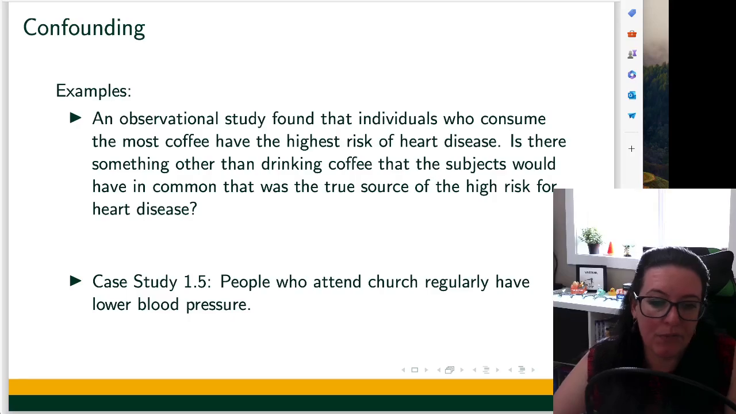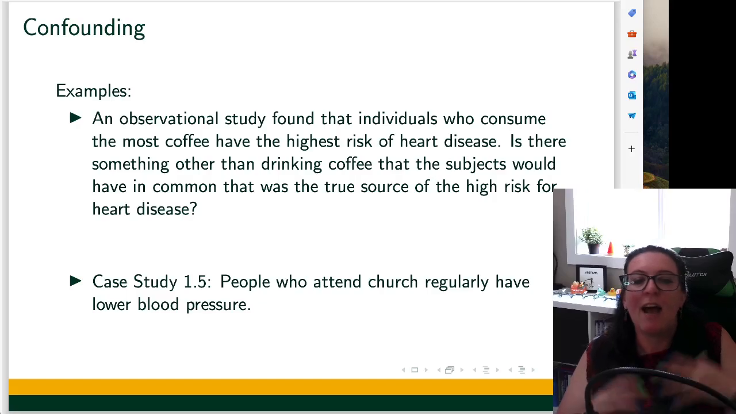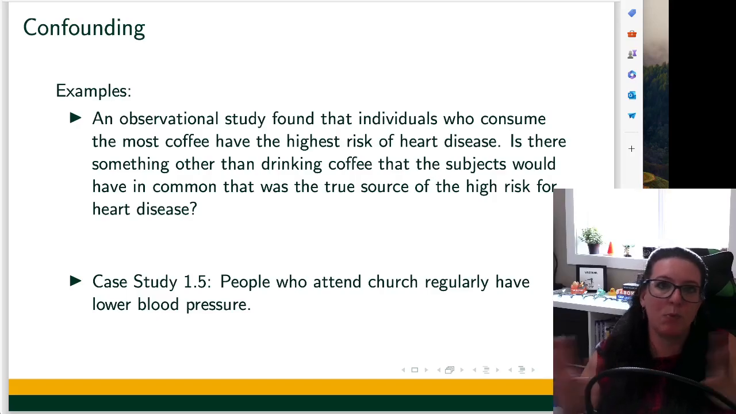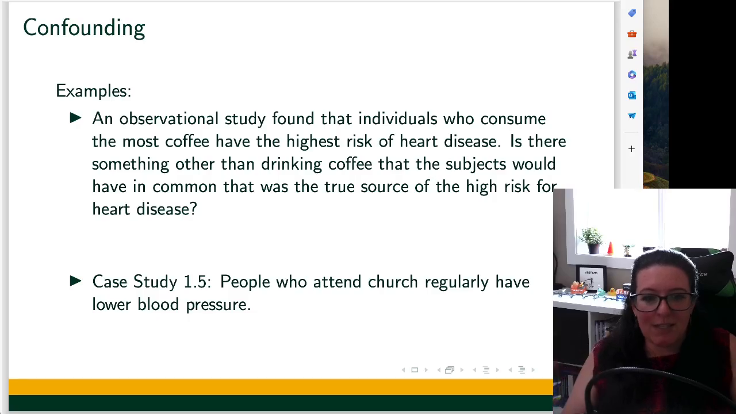So we have an observational study that found that individuals who consume the most coffee have the highest risk of heart disease. All right. So if those who consume the most coffee have the highest risk of heart disease, then perhaps we should all just stop drinking coffee, right? And so the question is, what is the cause, or is there something else that is related that's not being measured in the study?